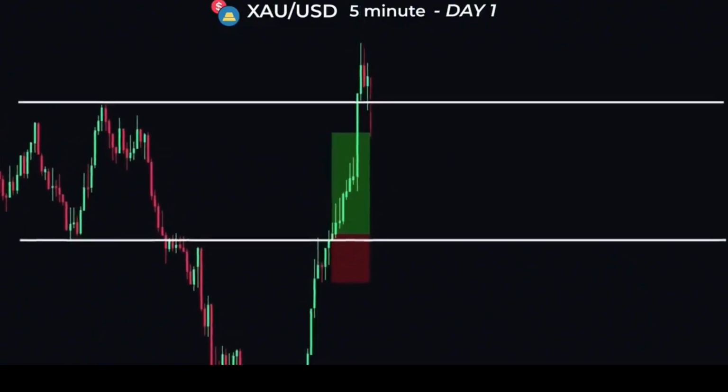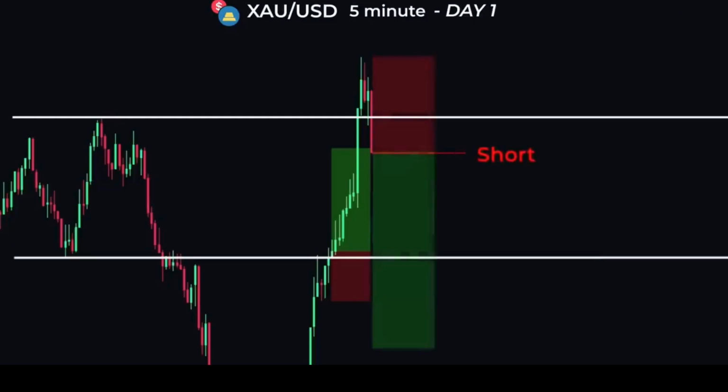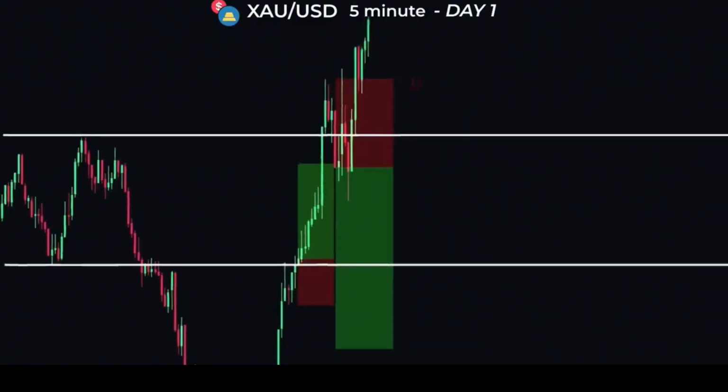Shortly after, price broke above the range high but closed back inside. So this is a short entry. Stop loss at the highs, take profit at 2 times risk. Here, price hits the stop loss, so that's a 1R loss.